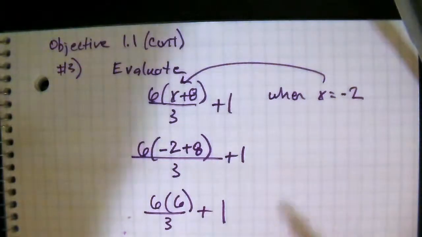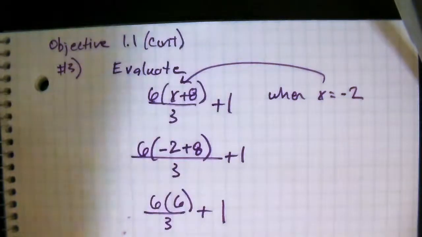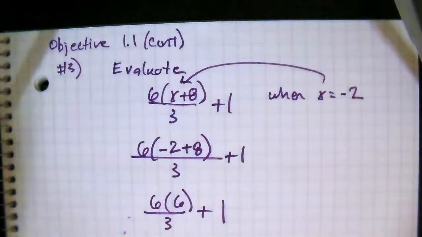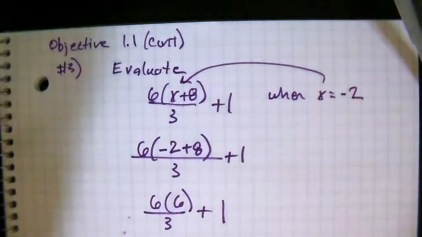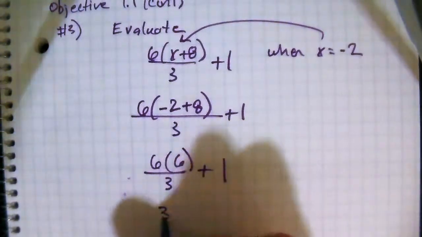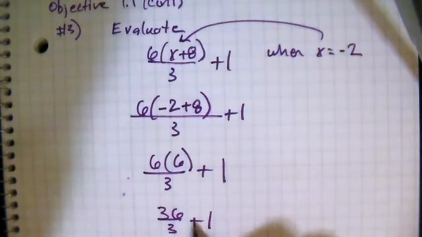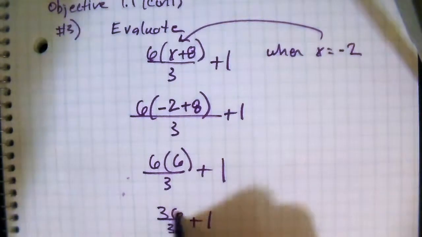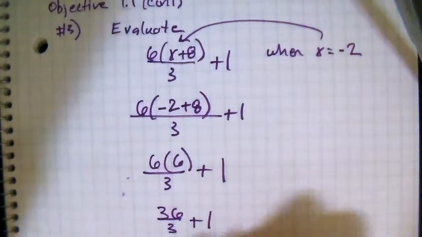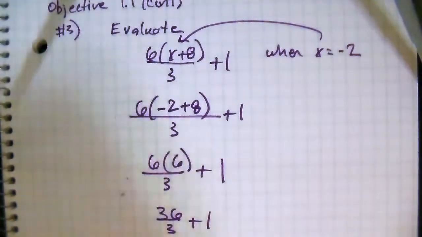Now we have no more grouping symbols other than this 6, which doesn't really need one. But we do have multiplication and division. So we work from left to right in this multiplication and division because they're the same step in order of operations. So we'll do 6 times 6, which gives us 36 divided by 3 plus 1. Then we do this division next. 36 over 3 is 12 plus 1. We just have one operation left, addition. That gives us 13.